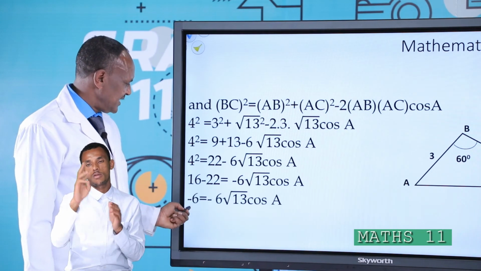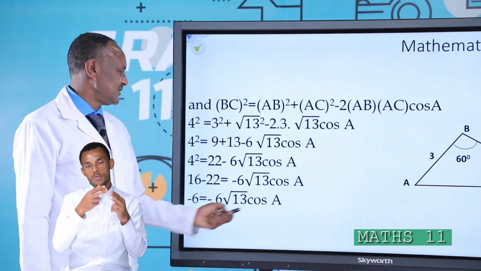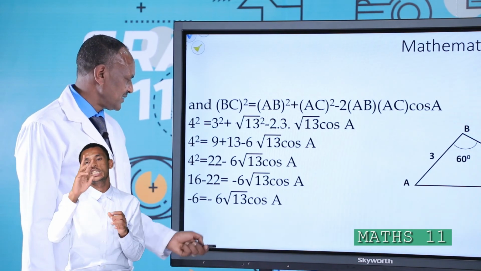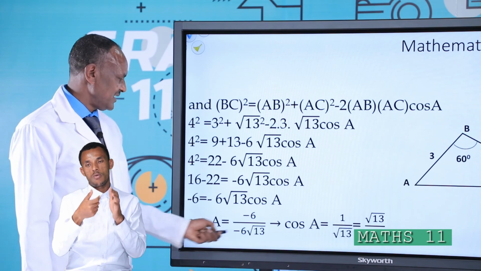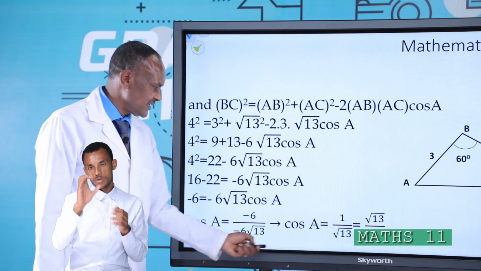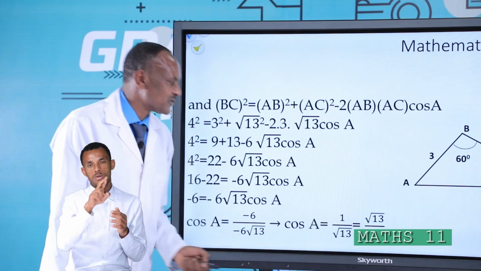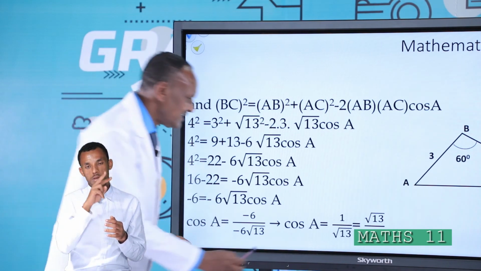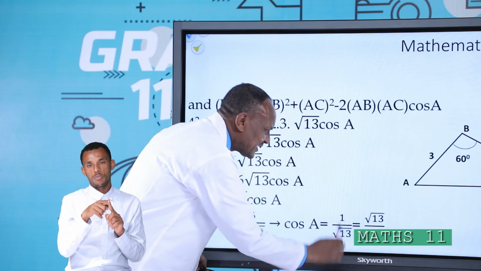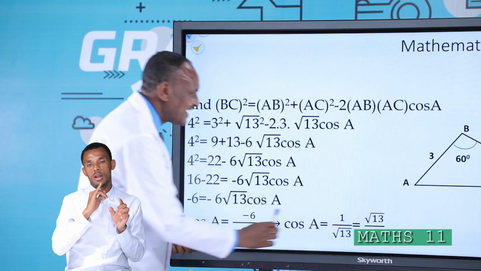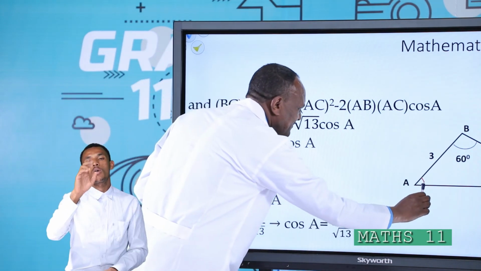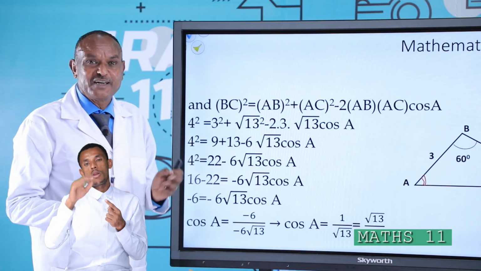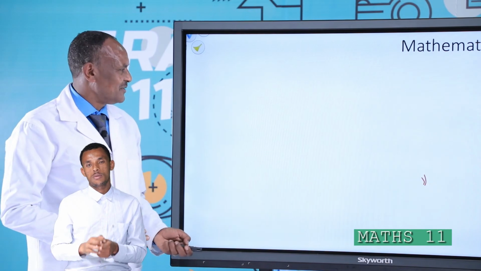And you will have negative 6 is equal to negative 6 root 13 cosine of A. Divide both sides by the constant, 6 root 13. Cosine of A is negative 6 over negative 6 root 13. Cosine of A is equal to 1 over root 13, or root 13 over 13. Since cosine is positive, that means angle A is an acute angle. The measure of angle A is a number between 0 and 90 degrees.